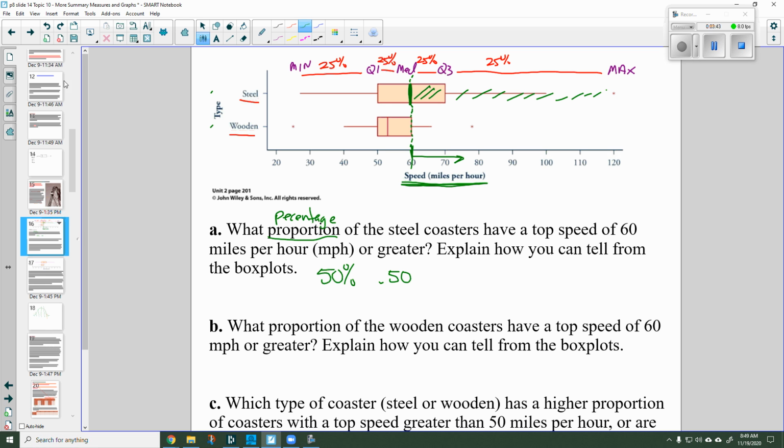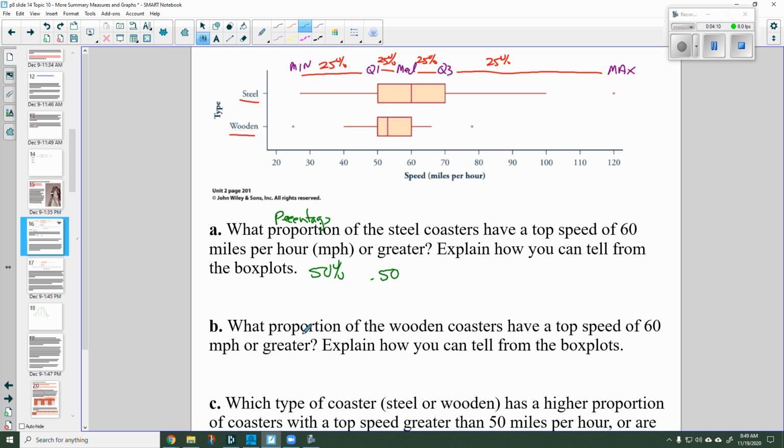Okay, then the next question. Let me just get rid of some of these markings right here. There we go. And we had there 50% or 0.50 as a proportion.